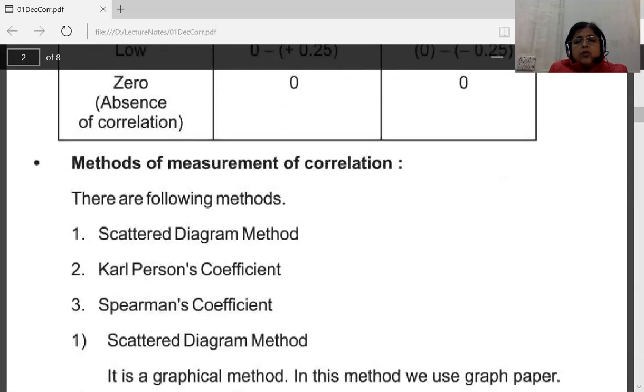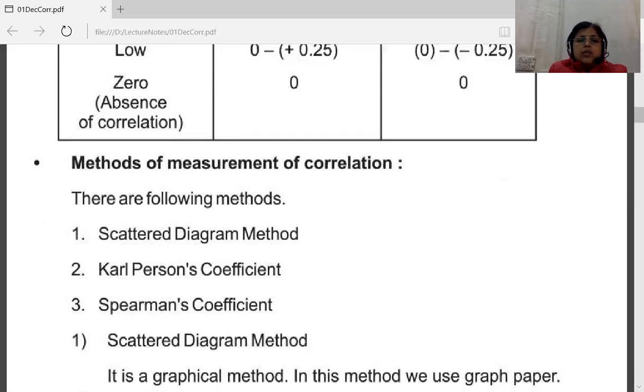Now we talk about some methods of measurement of correlation. The first method listed over here is the scatter diagram. We plot the graph of different values of the dependent and independent variable and try to find out the relationship between the two. I will show you a scatter diagram in future slides. Then another method is Karl Pearson's coefficient. The third method is Spearman's coefficient. So we will discuss each method one by one.